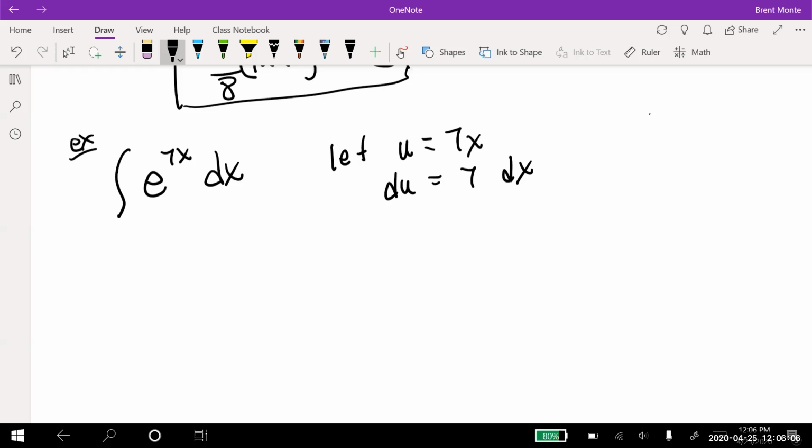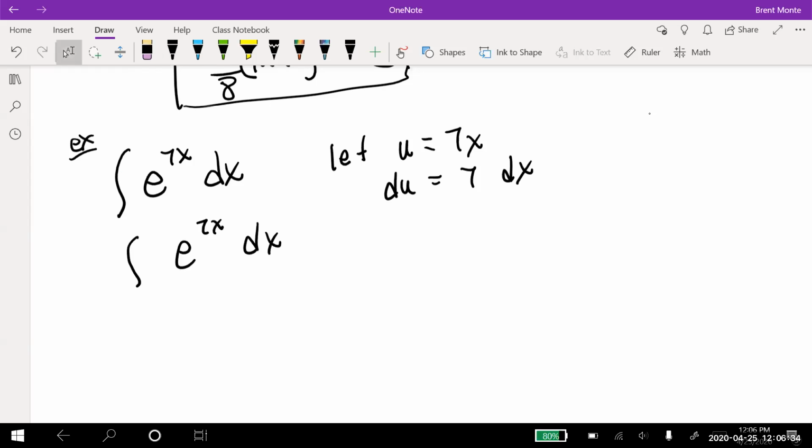And again, this is one of those where I don't have a 7. A lot of times what people will want to do is, at this point, say, let's put the 7 here so I have the 7 and the dx, but we have to counterbalance that with a 1/7 here. I don't really like writing it on the original problem, so I'm going to erase those and just put it on the next step, rather.